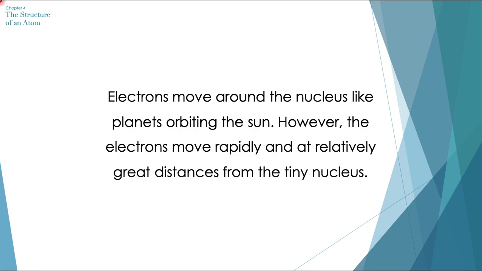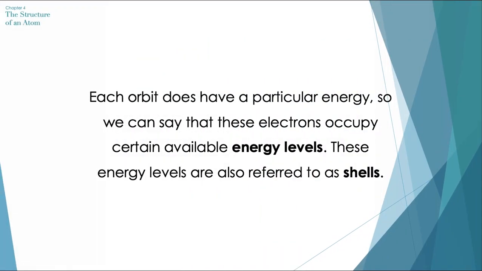So, electrons move rapidly and at relatively great distances from the tiny nucleus. So it is not possible to pinpoint the exact positions of the electrons within an orbit at any one time. However, each orbit does have a particular energy. So we can say that these electrons occupy certain available energy levels. These energy levels are also referred to as shells. As I was saying before, we don't call them orbits, we call them shells. These electrons have some sort of energy that keeps them in these tiny orbits. So we call these energy levels shells.